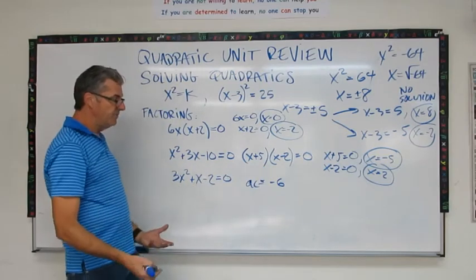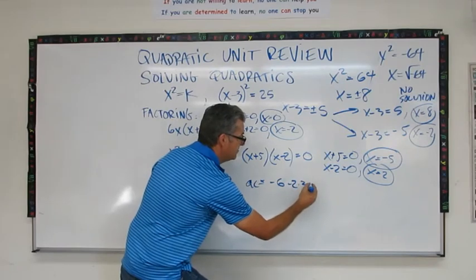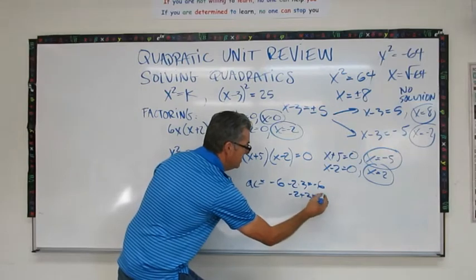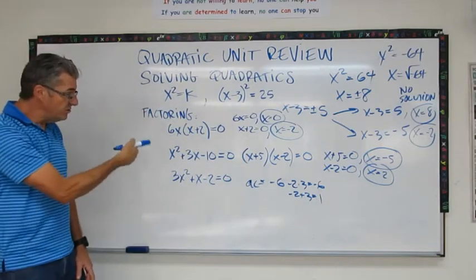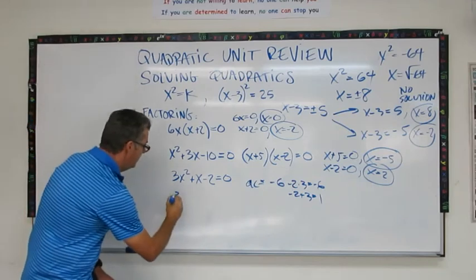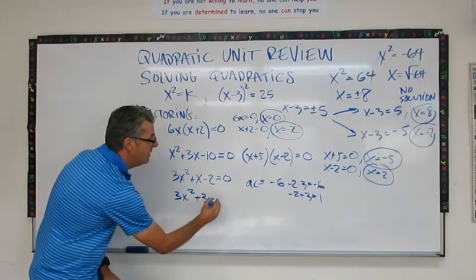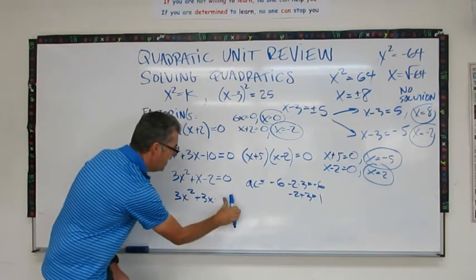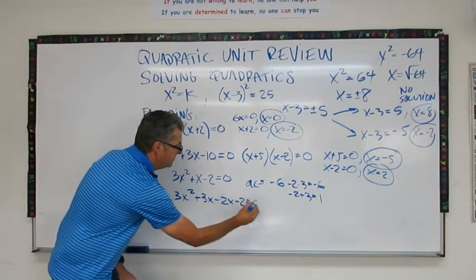So what would those numbers be? -2 times 3 equals -6. -2 plus 3 equals 1. Okay? So now I use those two numbers to split my middle term. 3x squared plus 3x minus 2x minus 2 equals 0.